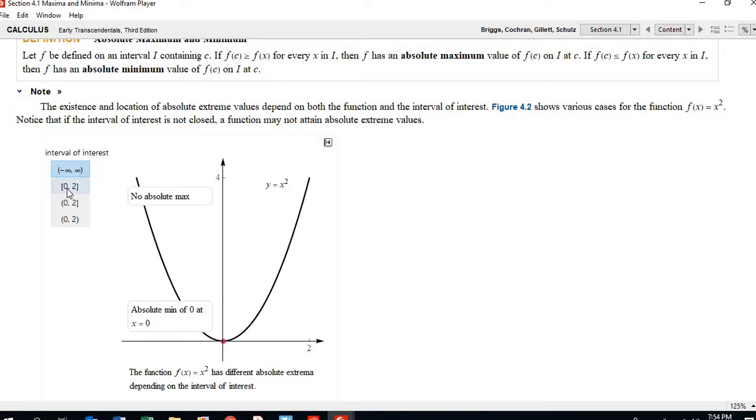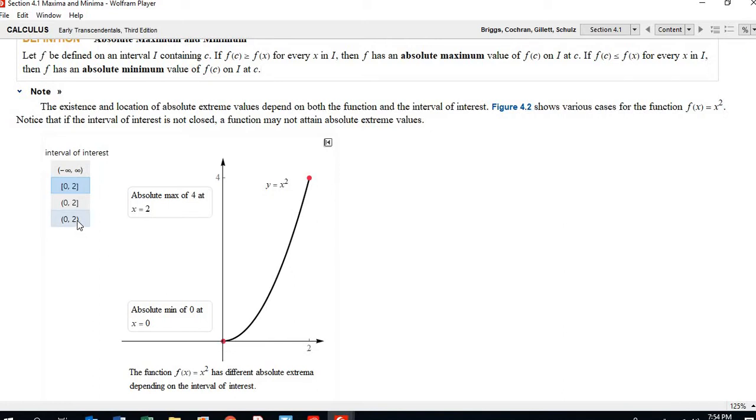So if we said, instead of looking at the entire graph of x squared, let's just look at part of the graph, from 0 to 2, starting at 0 and ending at 2, and including those endpoints, then you'll notice that there is now an absolute maximum. The absolute maximum happens on the right endpoint, as x goes to 2, y goes to 4, and you actually get there. We're not talking limits now. You actually have to arrive to be a maximum. You have to be a function value. It's not just approaching it.